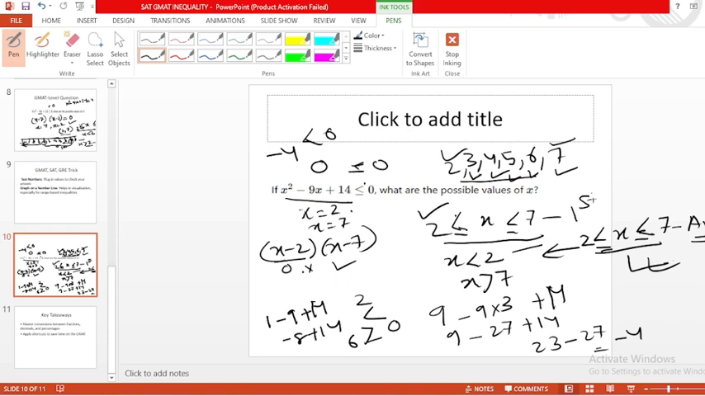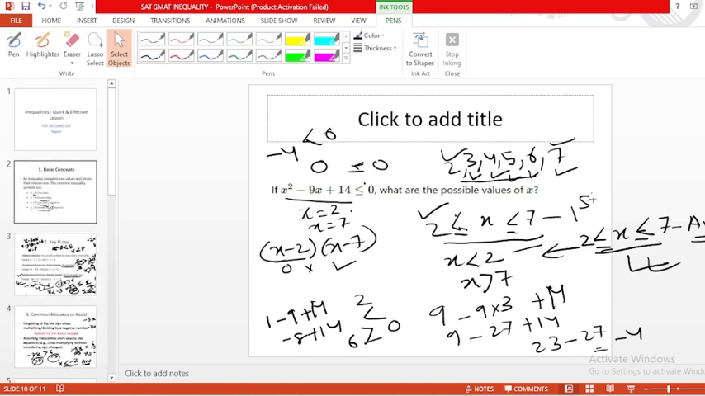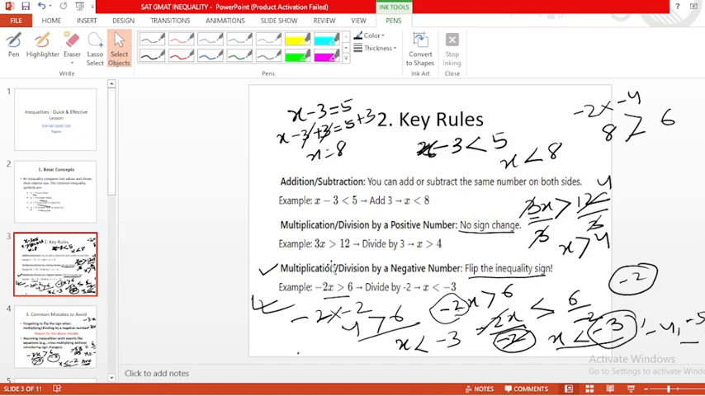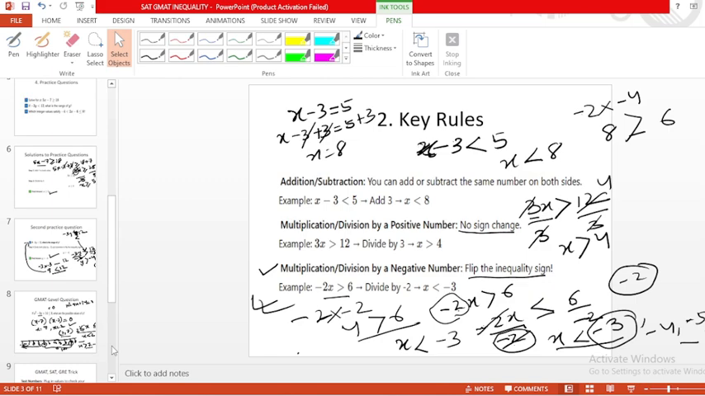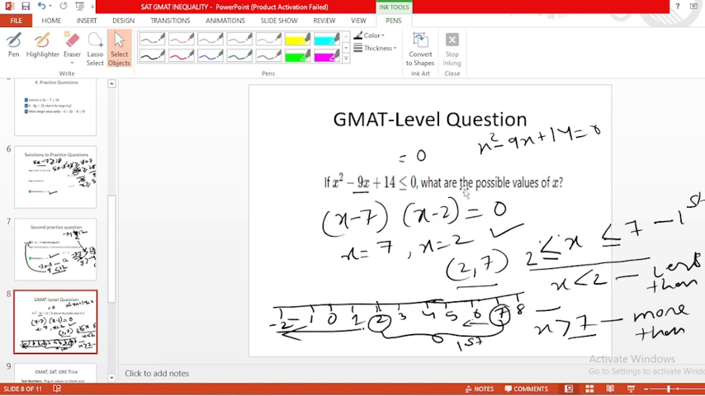So not much repetition. Okay, so what important things were there here? I'll just go to a final recap. Multiplication or division by a negative number flips the sign. That is something to be very much avoided, as it is the main reason for committing mistakes. And in GMAT questions, the level will be a bit higher. So you will see a quadratic equation where you have to test the values with the solutions you get for the equation.